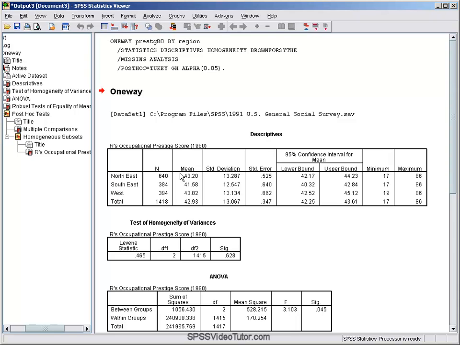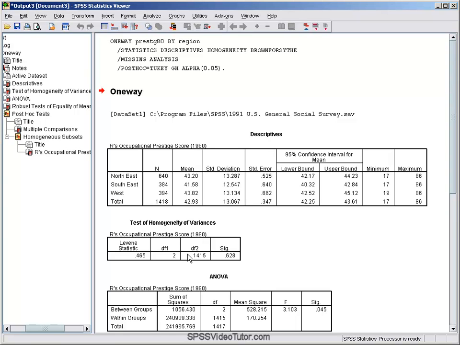Okay. Second, we see the descriptives table, and this gives us information about each group, including the number of cases in each group, the mean scores of each group, and the standard deviation, standard error, and so on and so forth. Okay. The second table that we see is labeled the test of homogeneity of variance, and this displays Levene's test for homogeneity of variance.